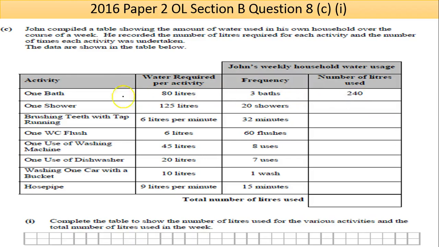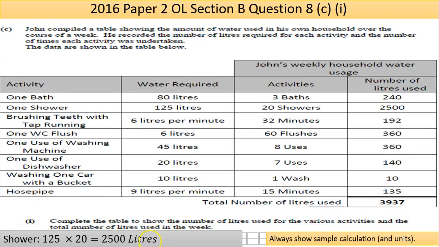So they give you one sample calculation. One bath, 80 litres times 3. Now I should be able to see if that's correct. So I check on my calculator. 3 times 80 is 240. So that figure is correct. So it tells you what you're doing. So 125 litres by 20, 6 litres per minute by 32 minutes, etc. That's pretty standard. Fill your table in, I would do a sample calculation down the bottom here. You don't have much space, but it's worth showing what you've done. And you're putting in the units you're using, so it's litres. So when you total all that up, you get 3937, which is the ultimate answer you're looking for.